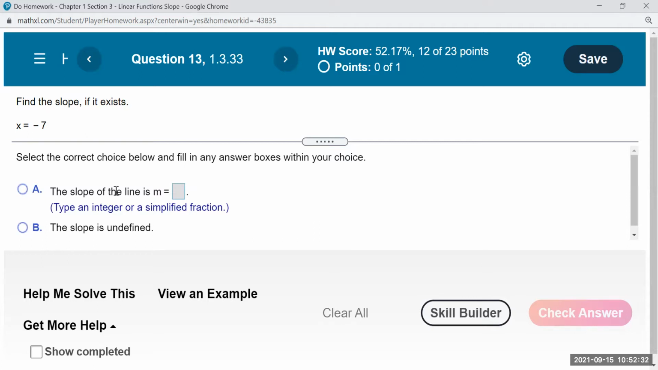Does it have a y value? So it can't cross the y-axis. If it can't cross the y-axis, it has to go which direction? Up or down. Left and right crosses the y-axis. Up and down crosses the x-axis. It crosses the x-axis at -7. So what's the slope of a vertical line? Undefined.